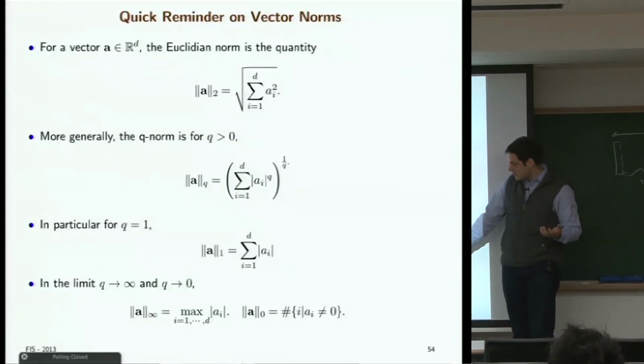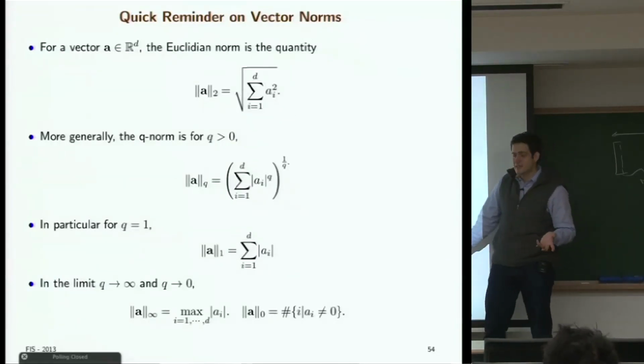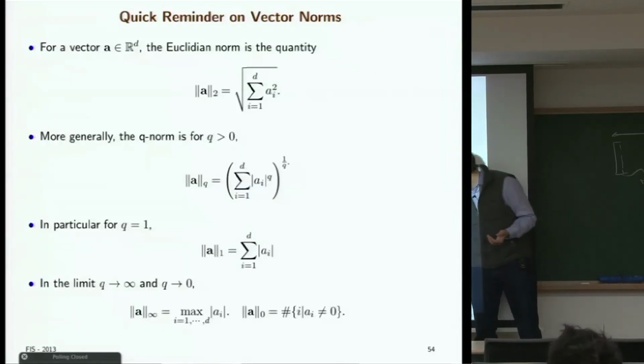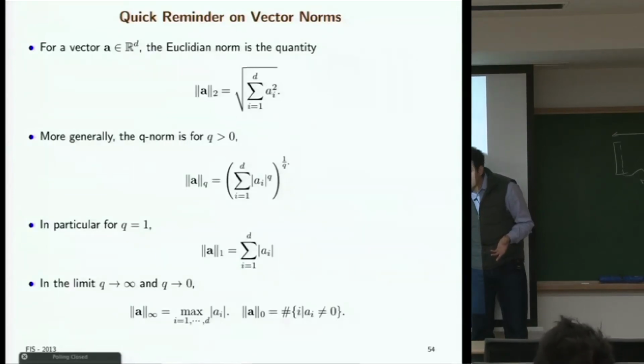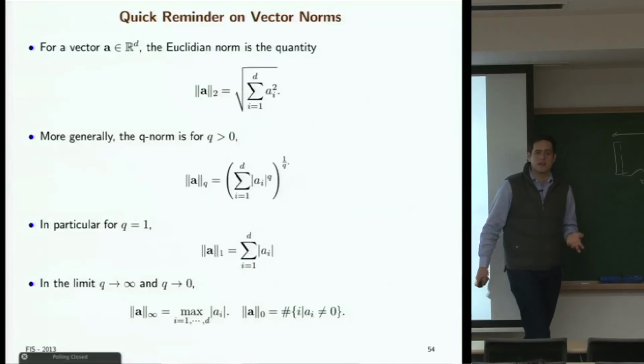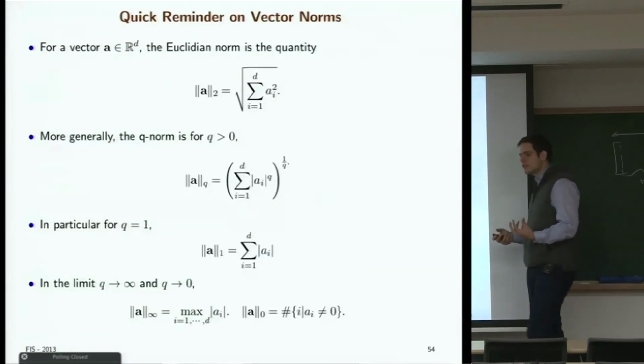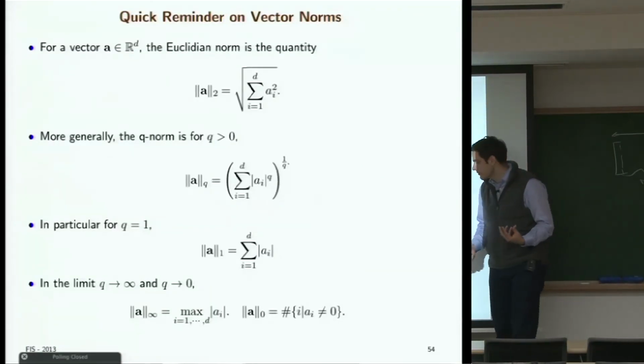So the infinity norm is easy. It's just the maximal element over all the a_i's. This one, the 0 norm, is very important. It's basically the number of i's such that a_i is not equal to 0. Okay? So this is really important. The 0 norm is just the number of non-zero variables in that vector.